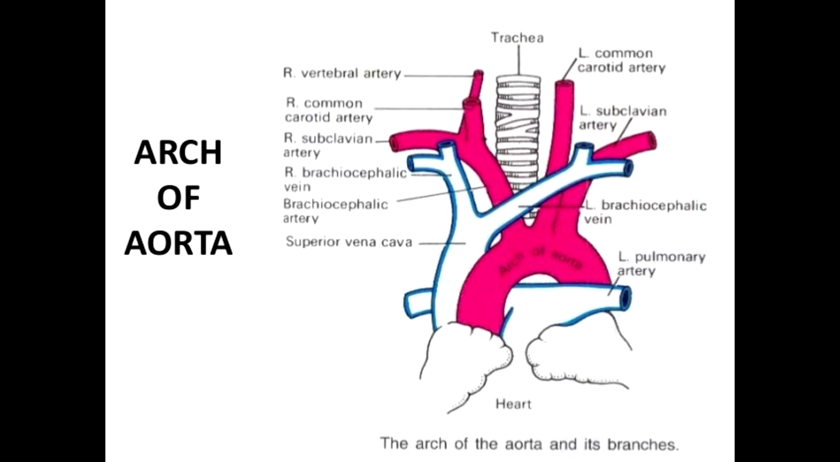The arch of the aorta has 3 branches, including 1. The brachiocephalic trunk or innominate artery, providing the blood supply to the right upper extremity and the right side of the head and neck. 2. Left common carotid artery, providing the blood supply to the left side of the head and neck. 3. The left subclavian artery, providing the blood supply to the left upper extremity.